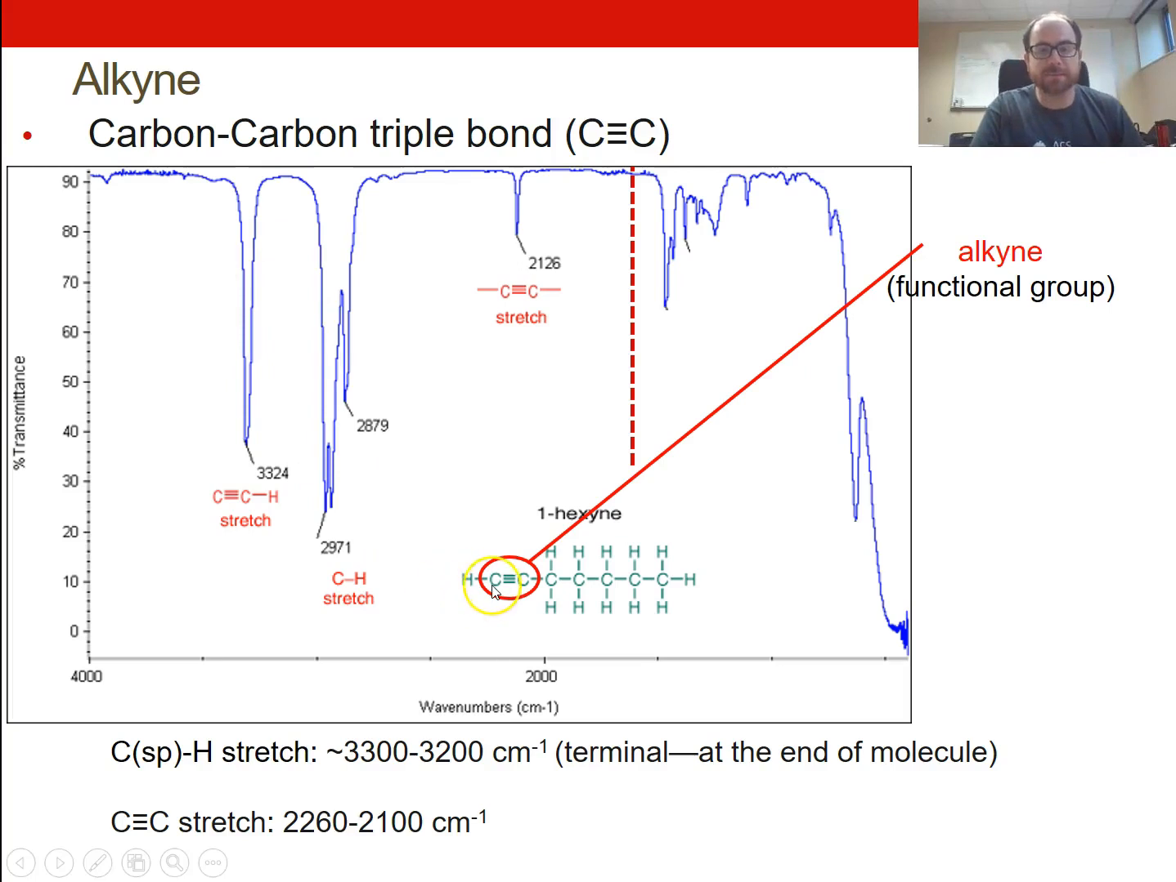And so with the sp CH stretch, we see again the IR peak shifting even further to the left. So typically a carbon sp CH stretch is between 3300 and 3200 reciprocal centimeters.